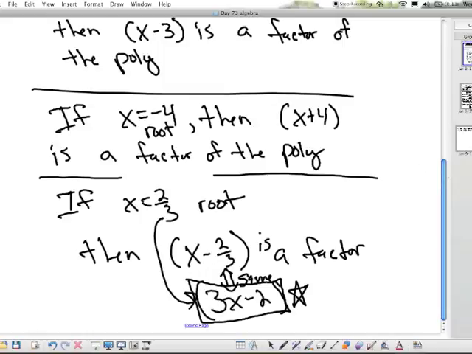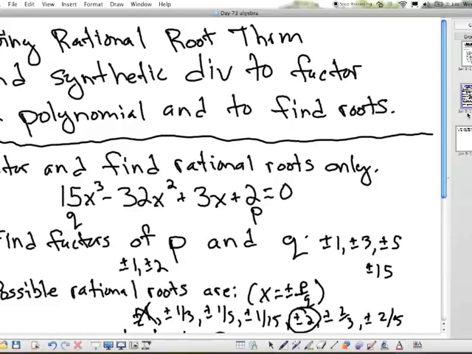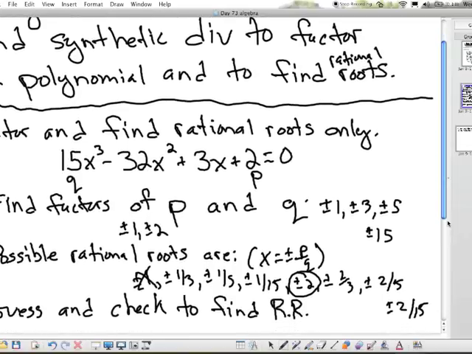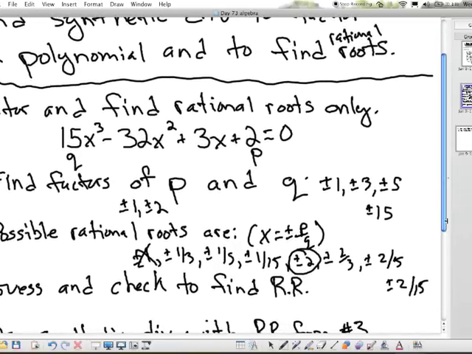So let's go to the example. Using rational root theorem and synthetic division, we want to factor the polynomial and find the rational roots. So our polynomial is 15x to the third minus 32x squared plus 3x plus 2. So we want to find factors of p, plus or minus 1, plus or minus 2. We want to find factors of q. Factors of q are plus minus 1, plus minus 3, plus minus 5, plus minus 15. All our possible rational roots are in the form of plus minus p over q. So I wrote them out all over here.